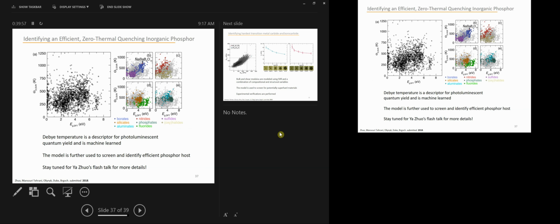And in my research group, we also showed that to get efficient phosphors, we can screen them based on Debye temperature. So a high Debye temperature could potentially yield efficient phosphors. So we use machine learning to model Debye temperature and then use that as screening, and we were able to identify a highly efficient phosphor. And Yaja, my lab mate, will give you more details about this project in the flash talk session.